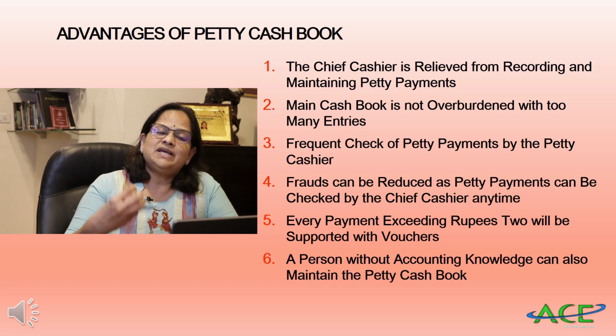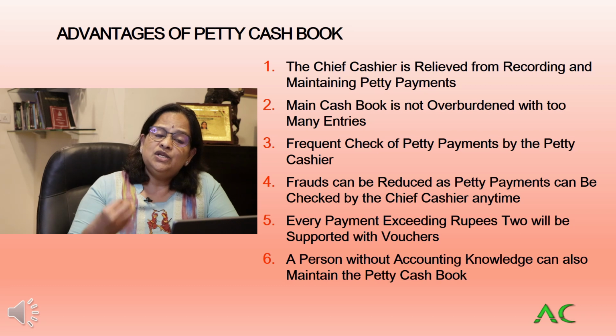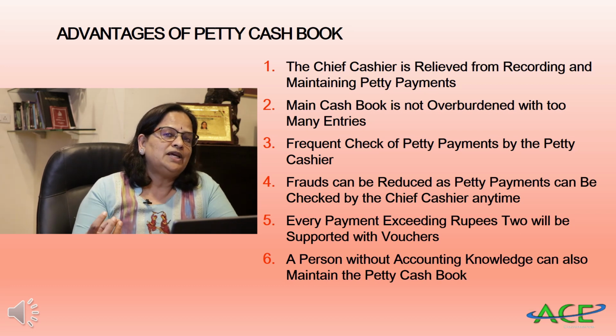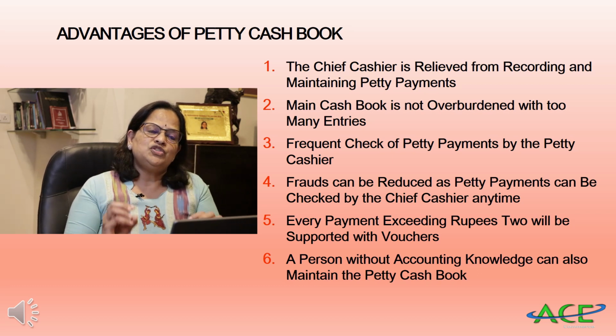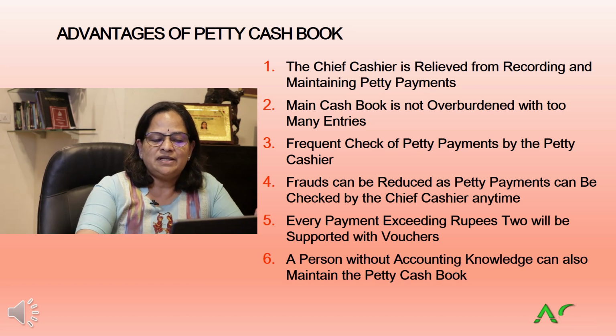Now every payment exceeding rupees 2 should be supported with a voucher. That is the rule as per the audit. So the petty cashier will be asked to maintain vouchers for all of that. Even if he is paying for an auto charge, he has to make a voucher and get the signature, and then make the payment. Now a person without accounting knowledge can also maintain the petty cash book.